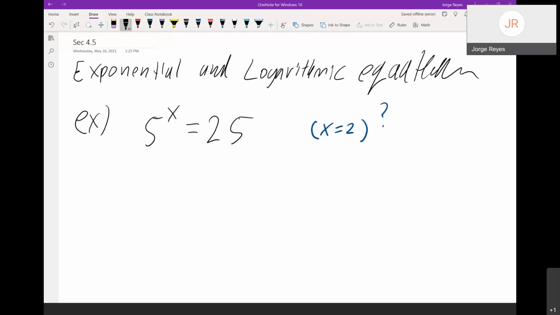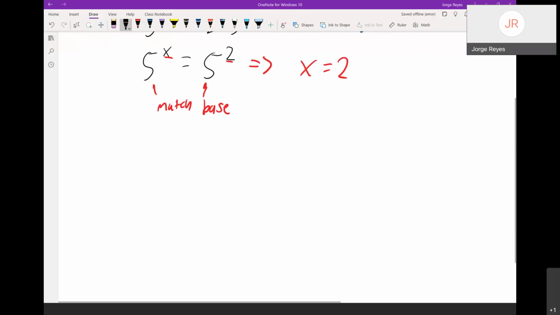One way that you could solve this, though, if you know 5 and 25 are related, right? So what you could do is match the bases, okay? So if you can match the bases, then because of one-to-one function things, which I won't get into, this implies the tops have to match, okay? So if you can match bases, then you can just look at the top and you're done. And this is the simplest way that we can solve exponential equations.